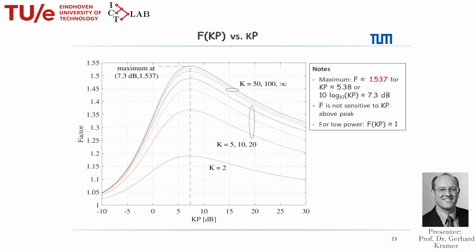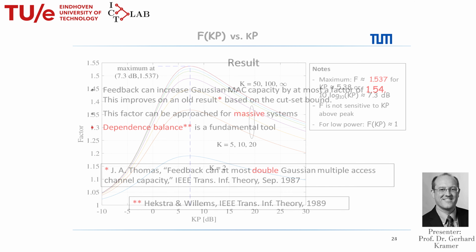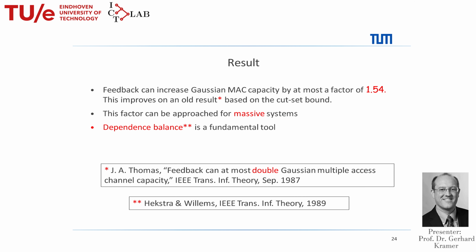And what's interesting is that if we go to the very top, to the extreme, then the maximum turns out to be a funny number, 1.54 approximately. So the maximum capacity gain factor due to feedback is approximately 1.54 when the total transmit power is about 7.3 dB. And what's interesting about that is that it improves a basic result of Joy-Thomas, namely that feedback can increase Gaussian MAC capacity by at most a factor of 1.54.